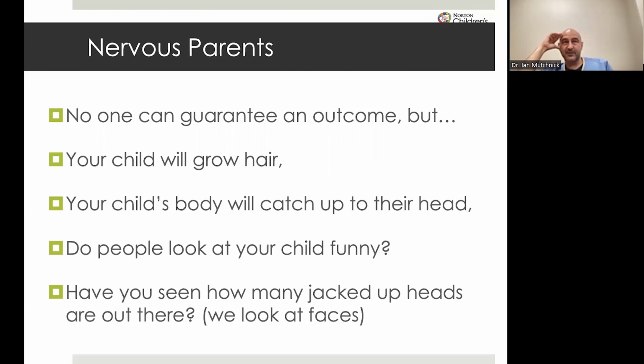Another thing I tell parents is just walk around and look at how many jacked up head shapes there are out there. There are plenty of people who don't have a lot of hair, myself included. I've got pretty prominent coronal ridging, and heads are not smooth and round. And by and large, we don't care. As long as their face is normal, we're okay.